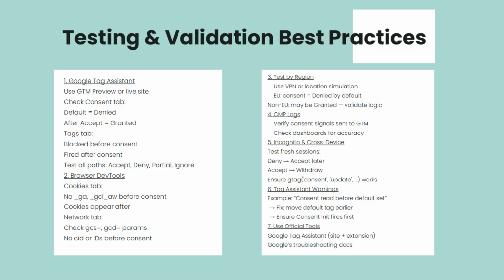Validate with CMP logs. If using a CMP, many have dashboards that log consent rates and even individual consent transactions. Check that when you gave consent, it was recorded properly, and that when you denied, it shows as denied. This mostly validates the CMP side, but indirectly ensures GTM got the message.